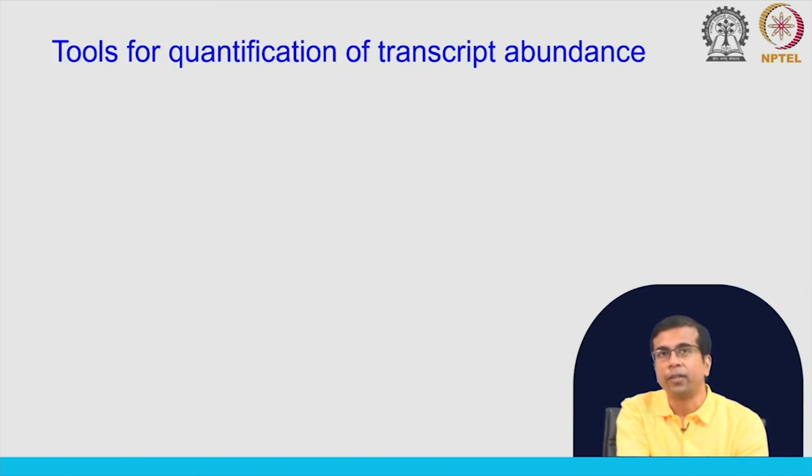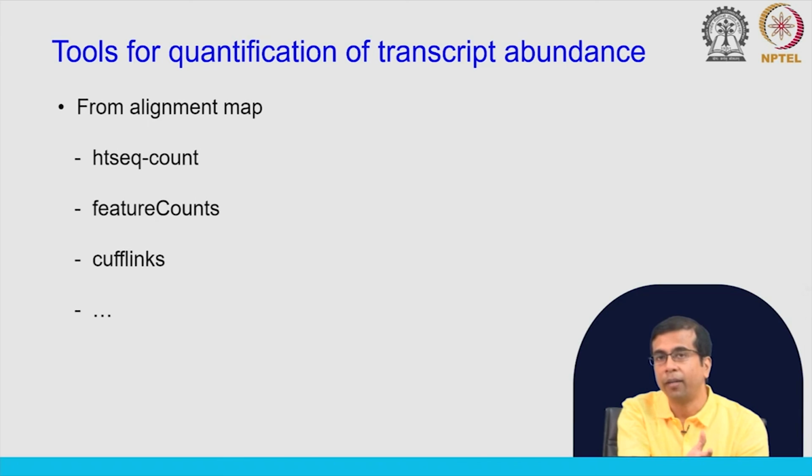I will just mention some of the tools that we use for transcript abundance. Cufflinks is one such tool, and it does a lot of this assembly and then quantification of abundance. This is very similar to StringTie that we just discussed. There are dedicated tools now that will do this transcript abundance estimation. From alignment maps we have HTSeq-count and featureCounts, which we will discuss in the next class. Cufflinks we have just mentioned, and on top of that you also have alignment-free methods. We will discuss what these methods are in the next class.